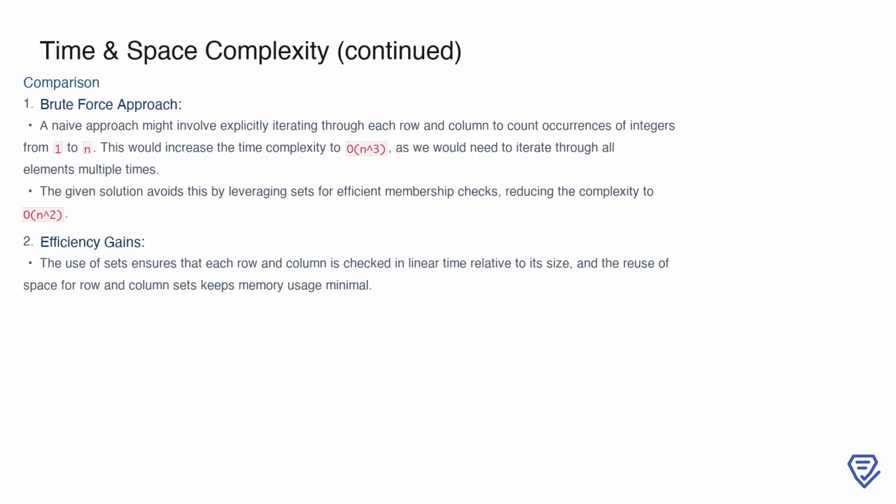When comparing this solution to a brute force approach, the difference becomes clear. A naive approach might involve explicitly iterating through each row and column multiple times to count occurrences of integers from 1 to n. This would significantly increase the time complexity to O(n³), as each element might be revisited multiple times across all rows and columns. In contrast, the given solution optimizes this process by leveraging sets, which allow efficient membership checks. By processing each row and column in linear time relative to its size, the time complexity is reduced to O(n²). Moreover, the reuse of memory for row and column sets ensures that space usage is minimized, maintaining an efficient O(n) space complexity.